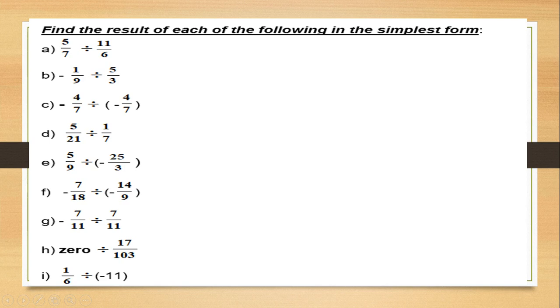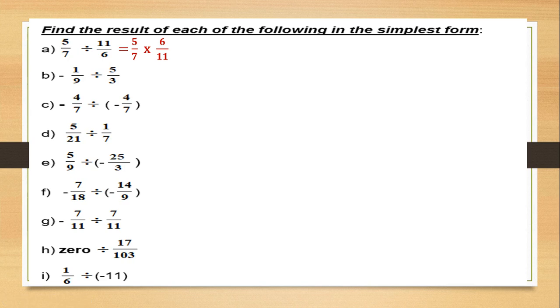What about the division? Division is the same as multiplication, but we need to make one more step, using KCF. KCF means keep, change, flip. Keep the first fraction 5 over 7, keep it the same, change division to multiplication, and flip 11 over 6 and make it 6 over 11, and continue multiplying these two fractions like the previous questions.